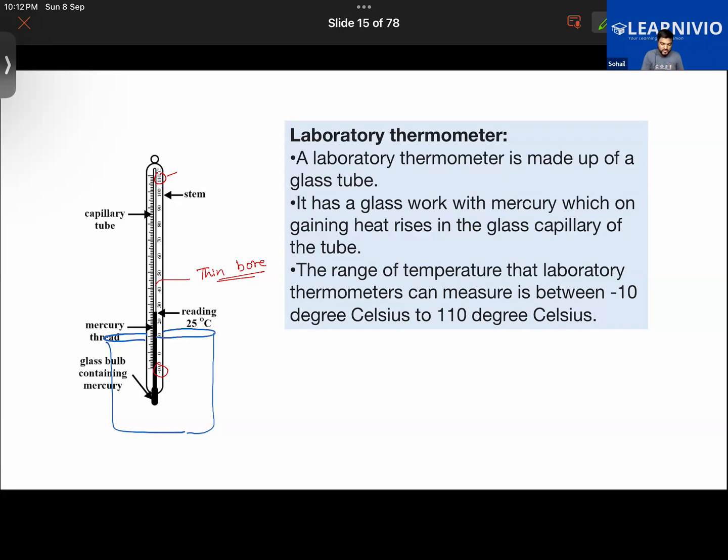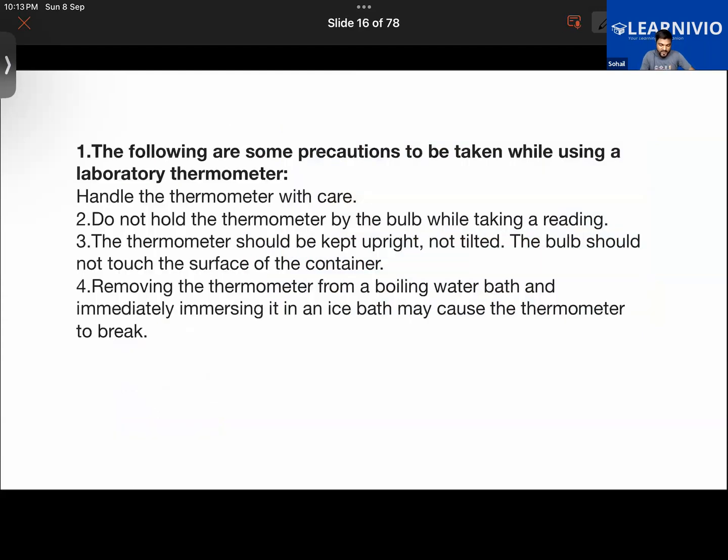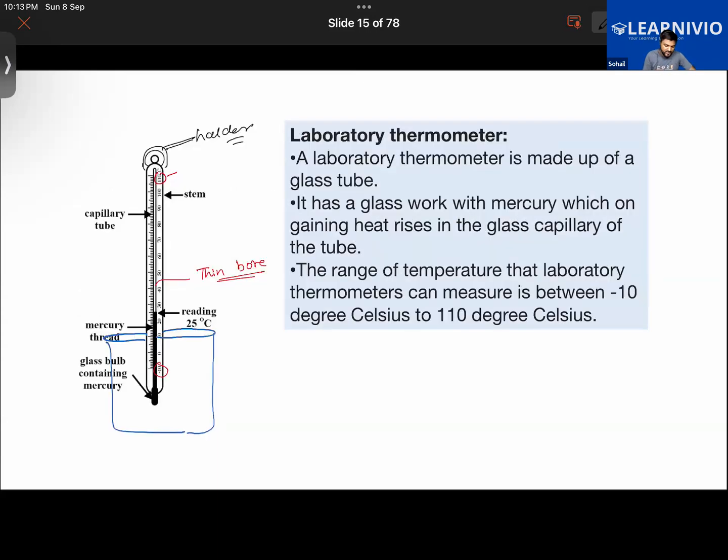Now if the temperature of the given liquid is very hot, you have to take the help of a holder. So we can use a holder to hold this. What precautions do we have to take? We should handle it with care, obviously. Do not hold the thermometer by the bulb. You should not be touching this part.